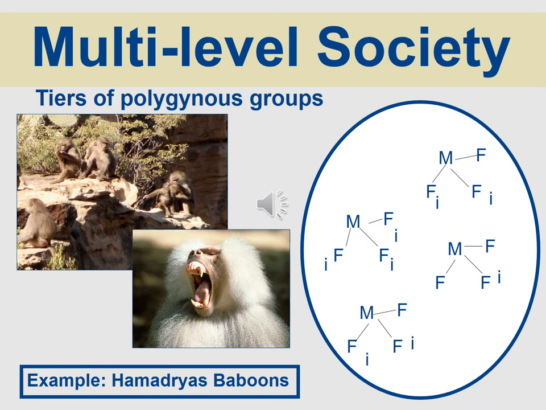The last group I want to talk about is a multi-level society. And this is where you see large groups of primates like the hamadryas baboon, or even the olive baboon and other baboons that live in the Ethiopian highlands. They will actually have very large groups. They can get up to numbers of 500 or 600 in one group. It's a huge group. And inside that group, you'll have tiers of polygynous groups where you'll have one male mating with more than one female, and then they will have different ranks.